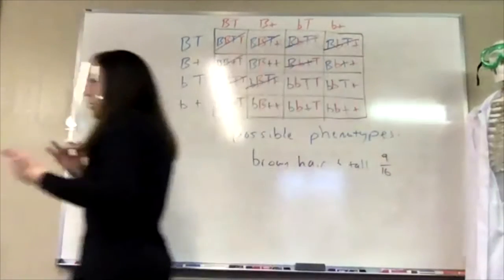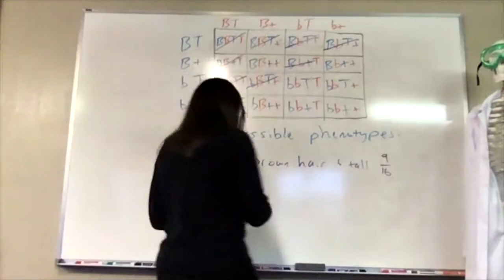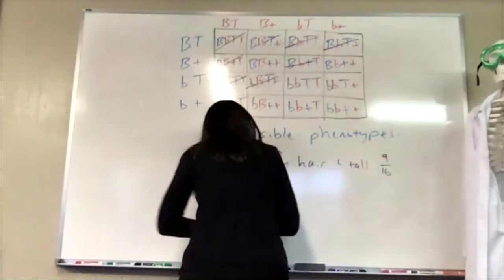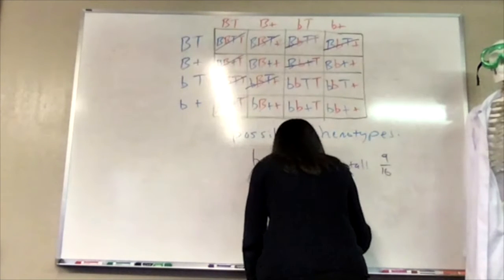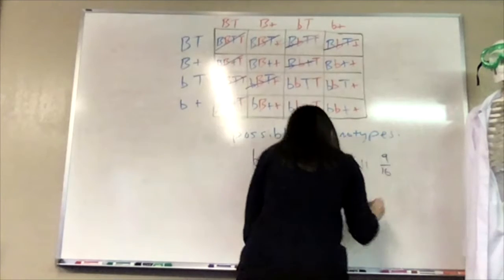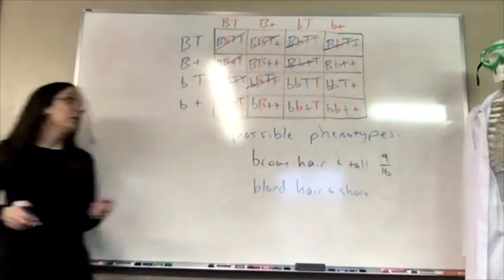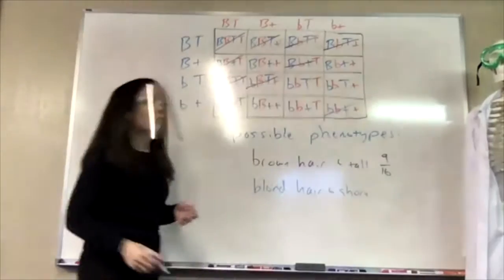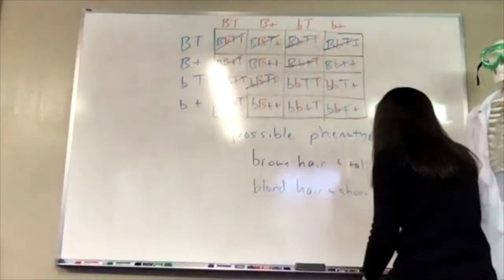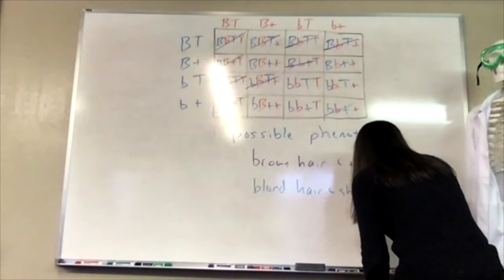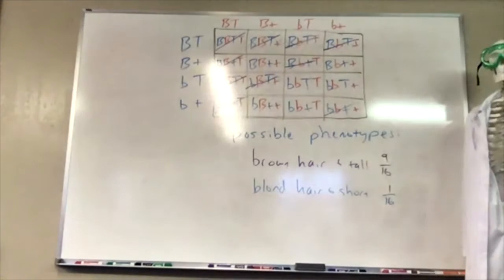What other possible phenotypes do you have? So besides brown hair and tall, what else could you have? Okay, so blonde hair and short. Let's look. How many boxes do you see that would be blonde hair and short? One, just this one right here. So just one out of 16. That's 6.25%. So one out of 16 will be blonde hair and short. What else could you have?